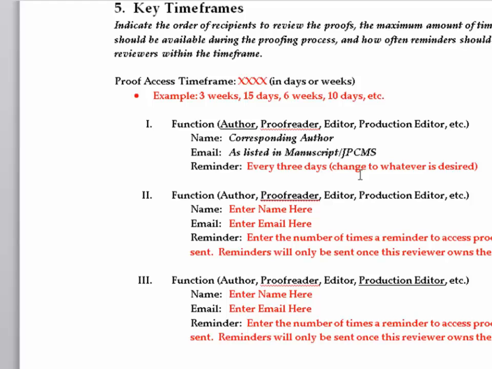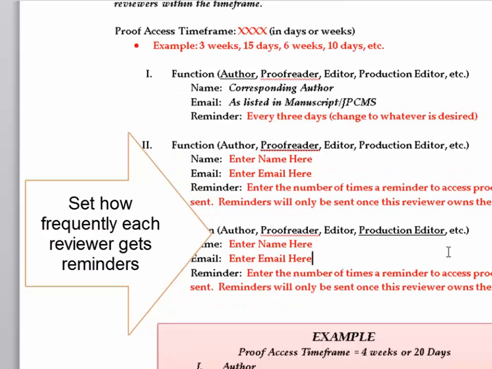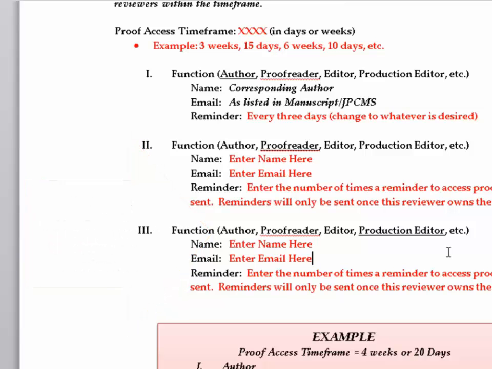But we can set how frequently each reviewer gets sent reminders. So this is saying send a reminder to the author every 3 days. And then you can set different ones for a proofreader or for the production editor. I'd probably have maybe 2-day reminders for the authors, just so that we don't hassle them too much. But for you, the production editor, you can set a more frequent reminder because you should be getting in there and doing it more quickly. Or if you've got a really long lead time in your schedules, then maybe don't set it so frequently.